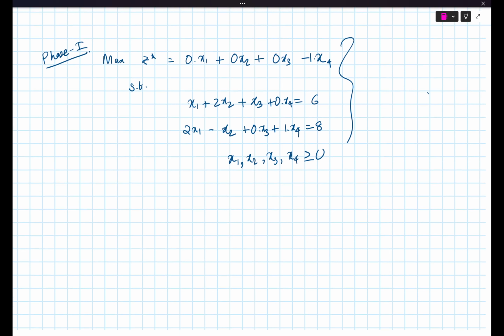So what is the simplex? You have your basic variables x_B as x3 and x4, and your initial solution has 6 and 8.